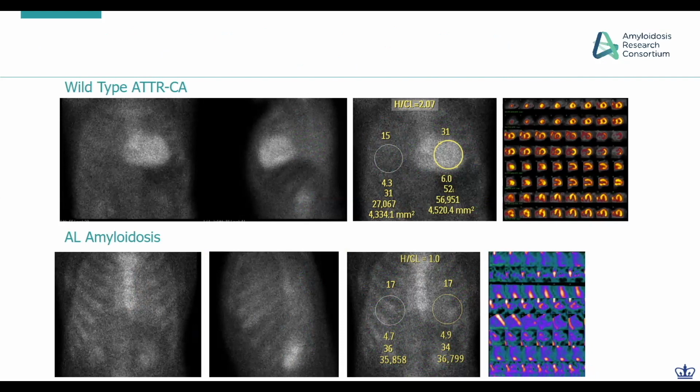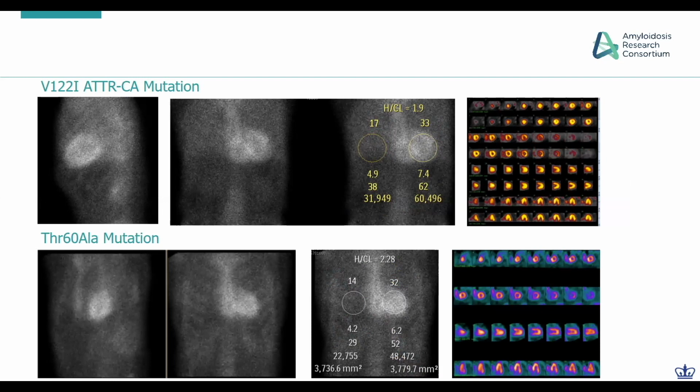These are a few examples of wild type and AL cardiac amyloidosis. If you look at the wild type, you can see significant myocardial uptake, and no uptake in the AL cardiac amyloidosis. Same in anterior view and lateral view. When we look at the heart to contralateral ratio, it's greater than 1.5 in the wild type ATTR patient, and none in the AL patient. Close to 70% of your studies would be either positive or completely negative. The 30% which would be borderline, you have to look at SPECT scans.